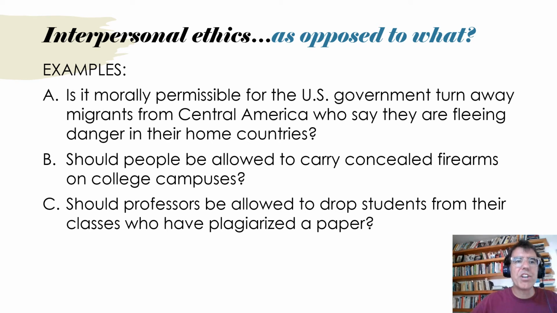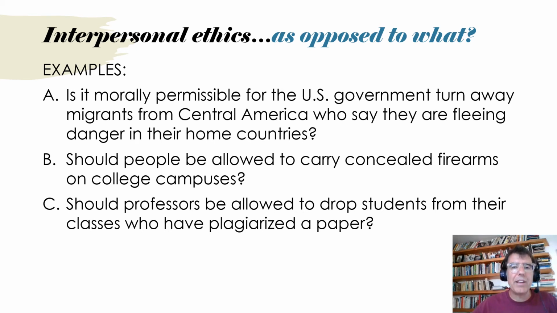Okay, now we're going to talk about the theme of interpersonal ethics, which is our theme for this semester in Philosophy 122. So, interpersonal ethics, as opposed to what? Here's a couple examples. A, is it morally permissible for the U.S. government to turn away migrants from Central America who say they are fleeing danger in their home countries? Example B, should people be allowed to carry concealed firearms on college campuses? C, should professors be allowed to drop students from their classes who have plagiarized a paper?